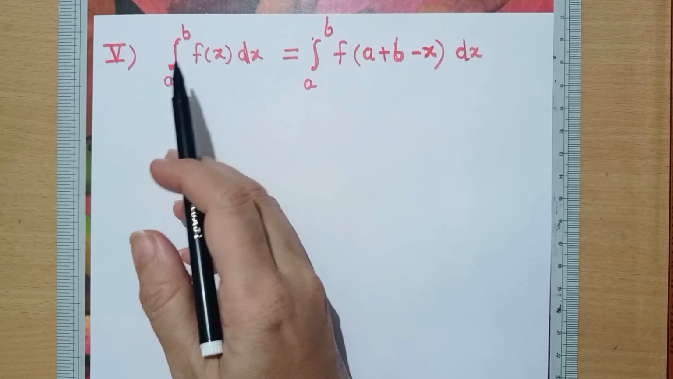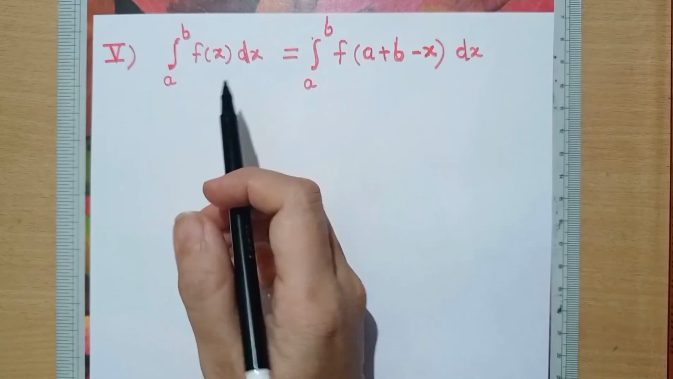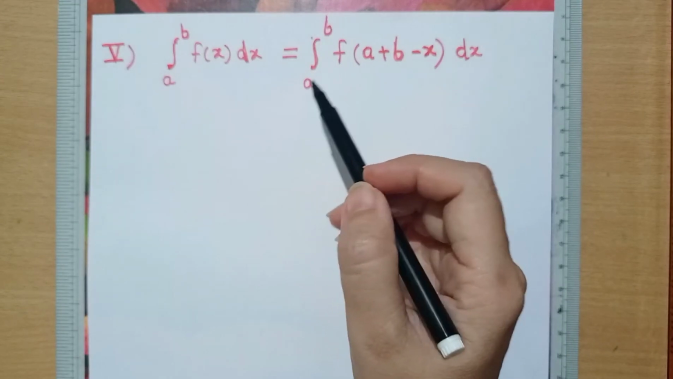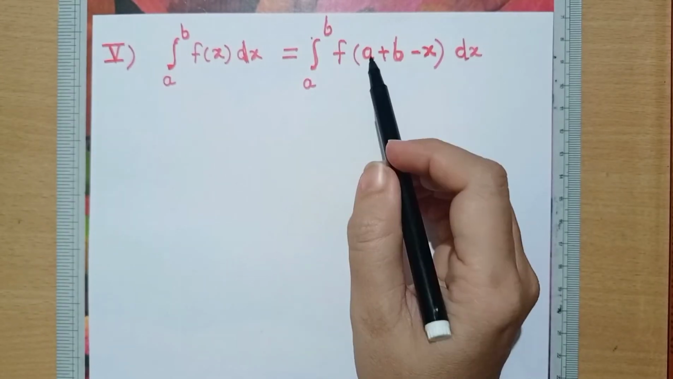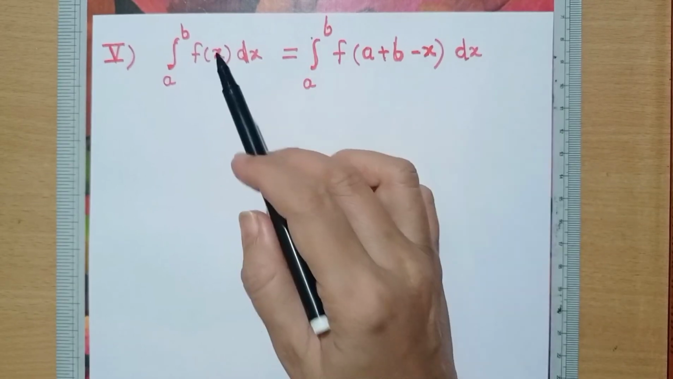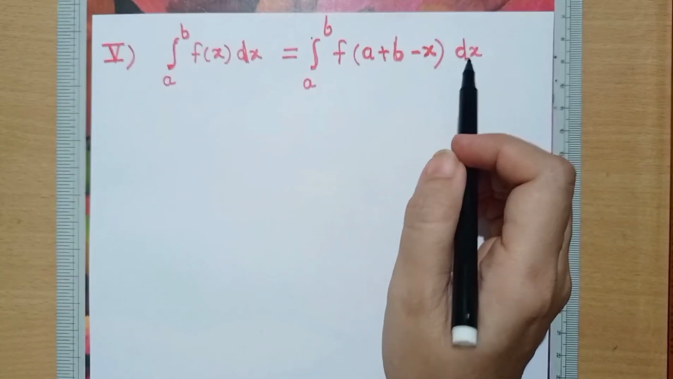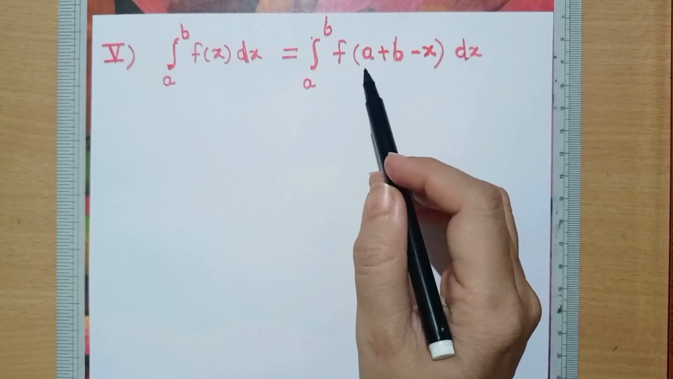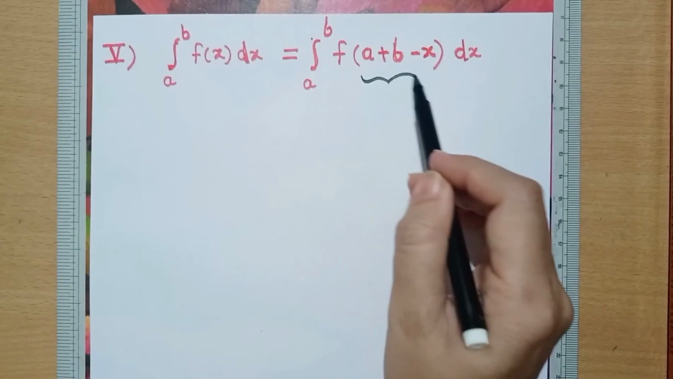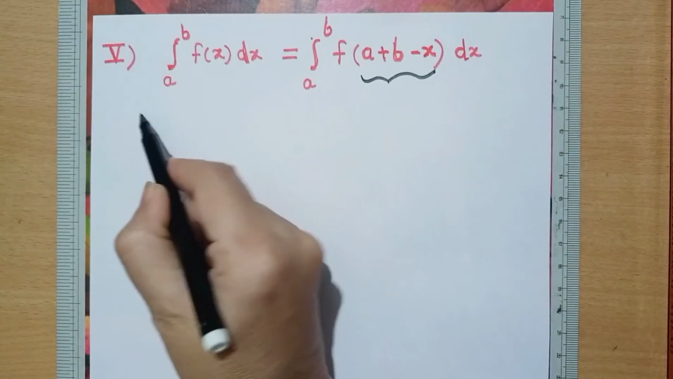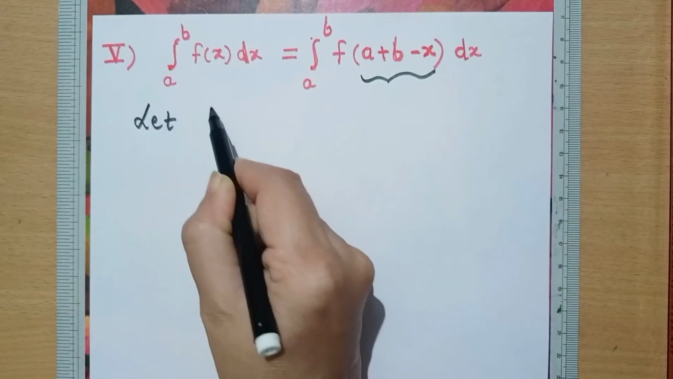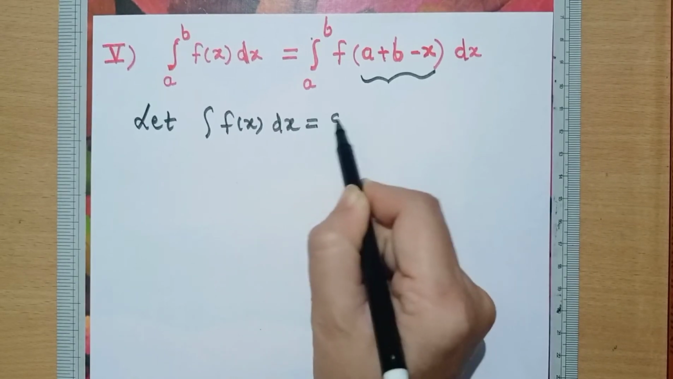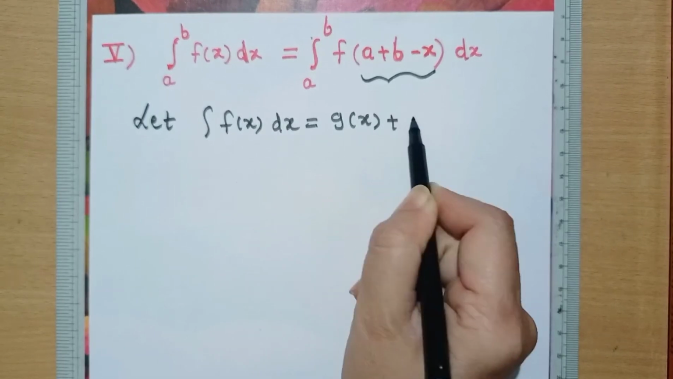This is our fifth property. The integration from a to b of f(x) dx is equal to the integration from a to b of f(a + b - x) dx. We are adding this lower and upper limit here, so a plus b, then subtract this variable and then write down dx. So again we will start from the RHS, we will substitute this equal to t. But our first step is as usual, let the integration of f(x) dx be equal to g(x) + c.